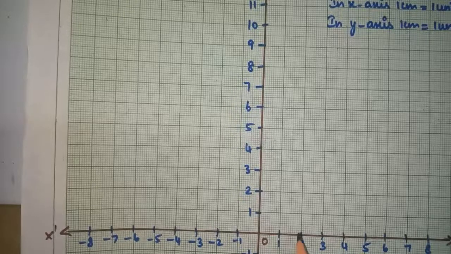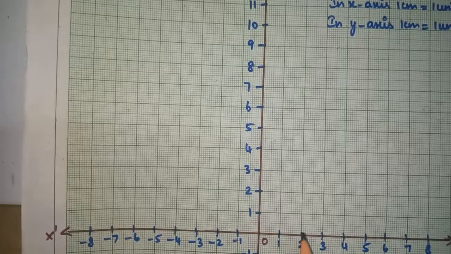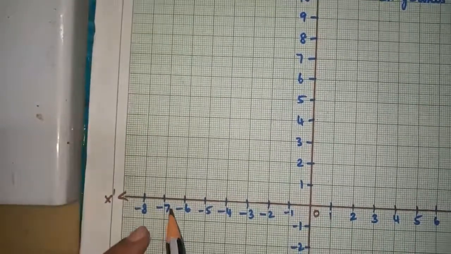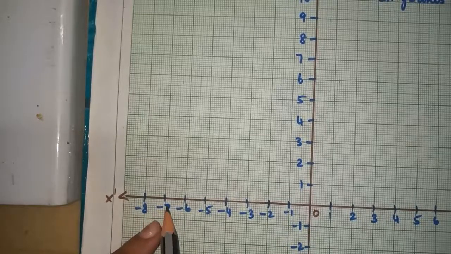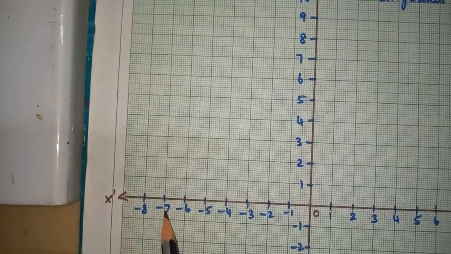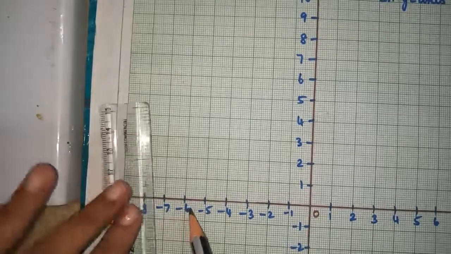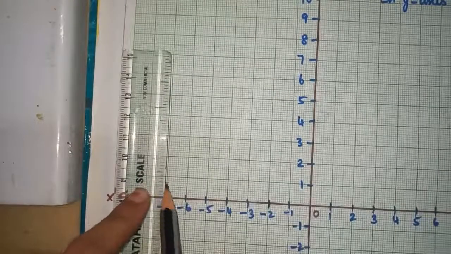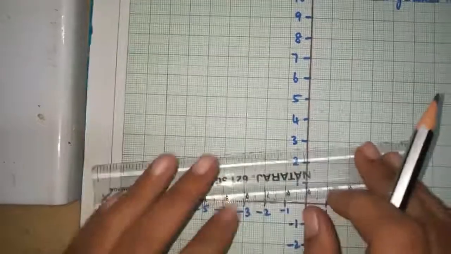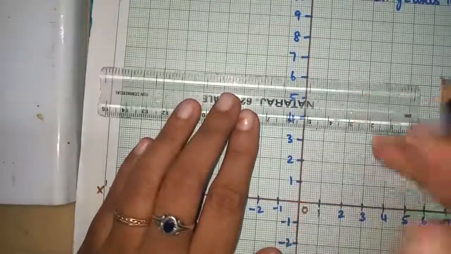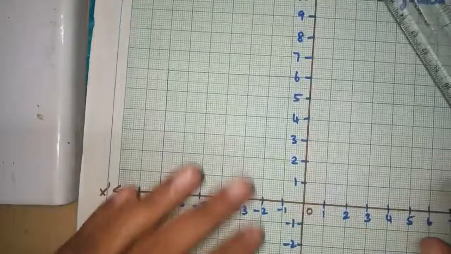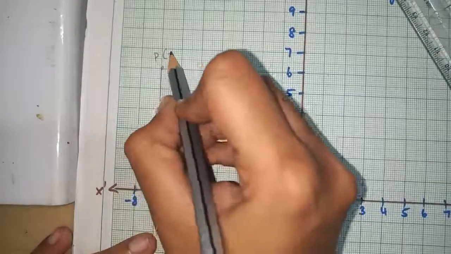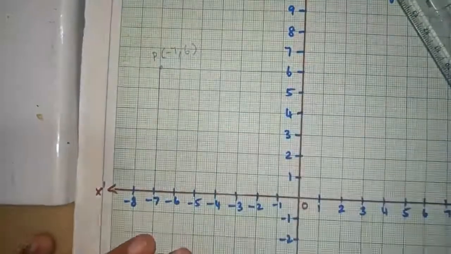In the first question, the first point is minus 7, 6. So minus 7, 6 lies in the second quadrant. So minus 7 in the x-axis and 6 in the y-axis. So here we can see minus 7 and 6. 1, 2, 3, 4, 5, 6 in the y-axis. So the meeting point is minus 7, 6. So you just join those two lines and mark the point as P and write the coordinate as minus 7, 6. So that's all.